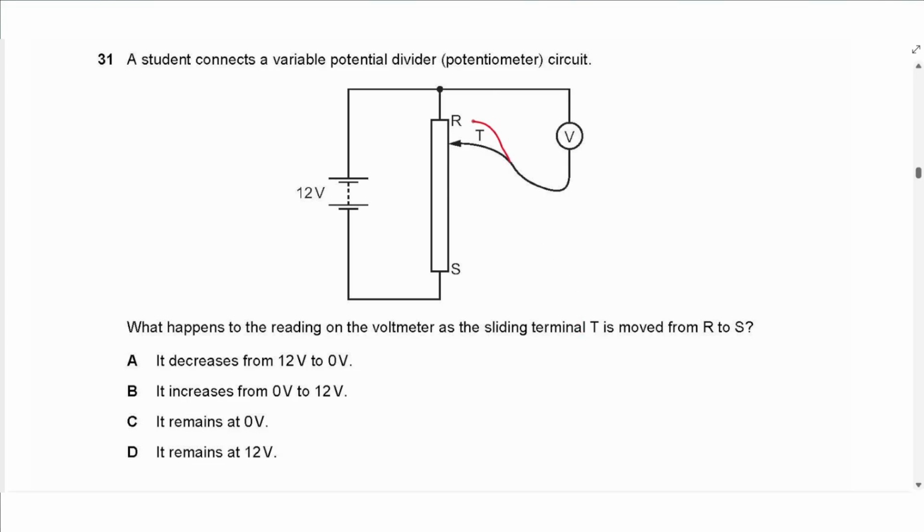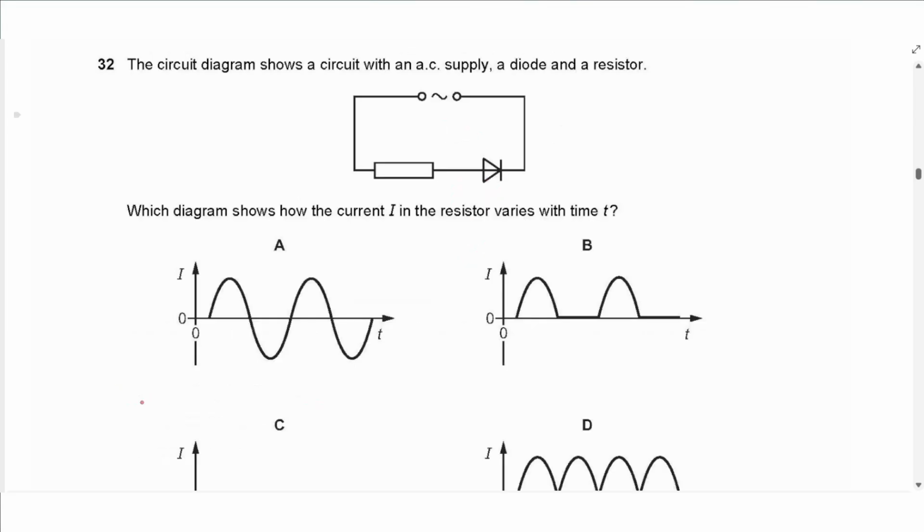If it is at R, then the voltmeter is connected with nothing, so it starts from 0. And then as we move to S, the length increases and the resistance connected increases, so the voltage across it increases until we reach S. That will take the full voltage of the battery, which is 12 volts, so it increases from 0 to 12, and the answer is B.